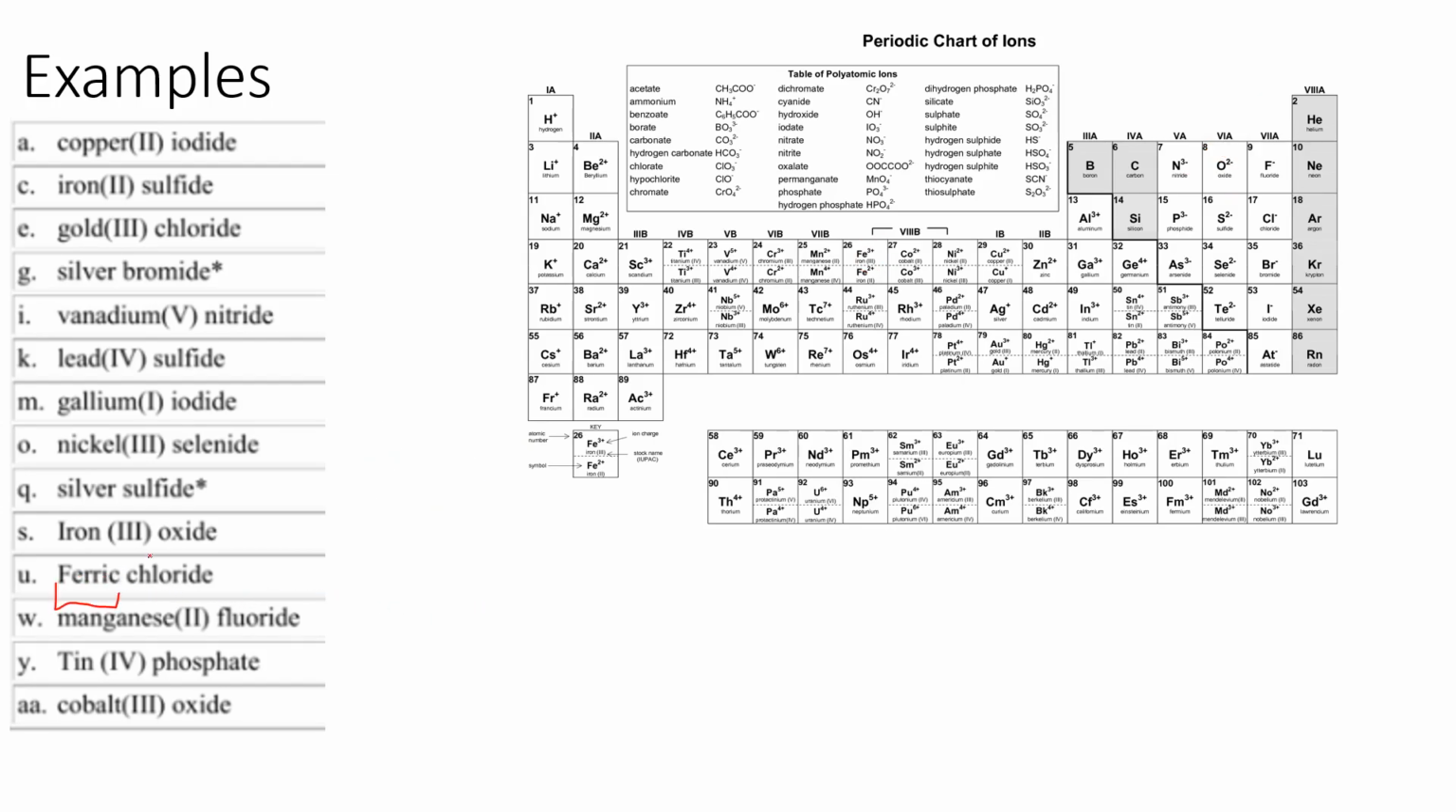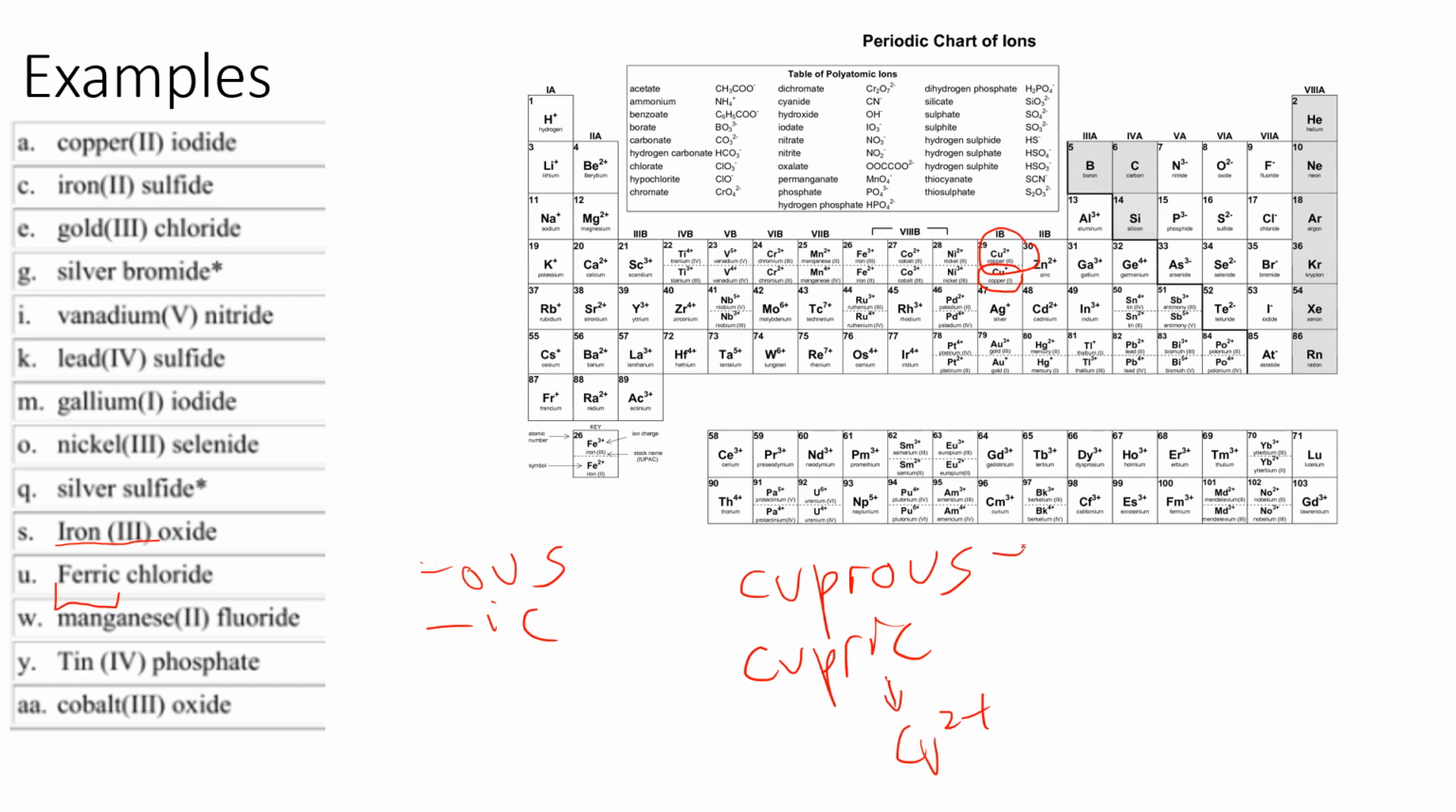This is interesting. I forgot to mention this, but usually we use the Roman numeral way, but another way of naming transition metals with several charges is you have an OUS ending and an IC ending. Okay, so for example, if I said cuprous, that's copper with a lower charge, and if I said cupric, that's copper with a 2+ charge. So this would mean Cu2+, this would mean Cu+. It's not used that often, but it is still around, so I might as well teach you it now.